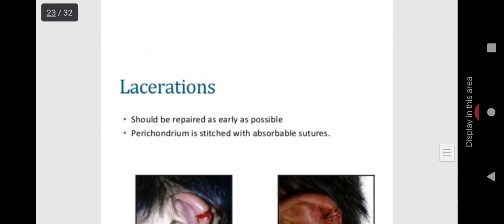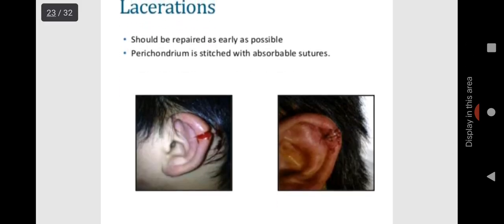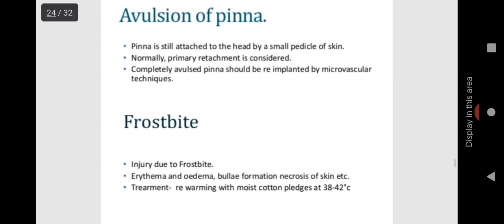Next we will be discussing the traumatic ear deformities. In that, the first one is laceration. It should be repaired as early as possible. The perichondrium is stitched with absorbable sutures. Laceration, we already studied in the second year. It is a kind of sharp injury, which occurs as a result of some accident or some kind of trauma. So it can be easily repaired by stitching the perichondrium together with the help of absorbable sutures.